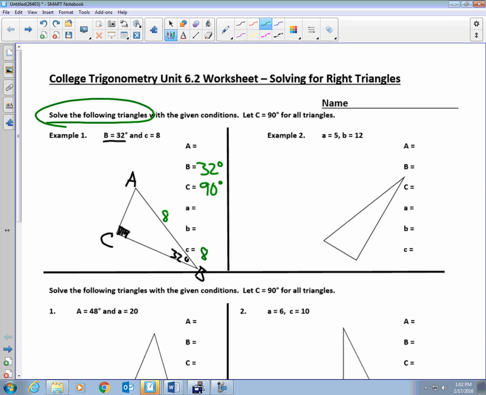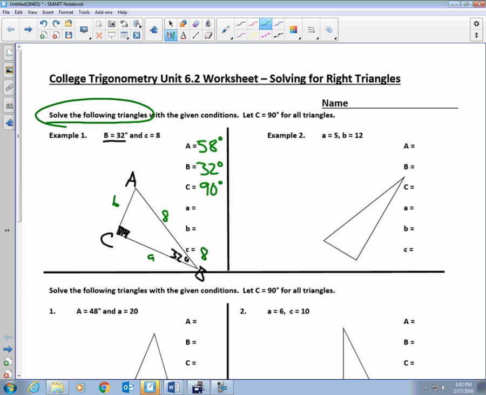So can you tell me, what is the easiest one to find up here? Angle A, because all three angles must sum to 180. So that will make this 58. All right. One down, two to go. Would you like to find side A or side B? It's up to you. We'll find side A.